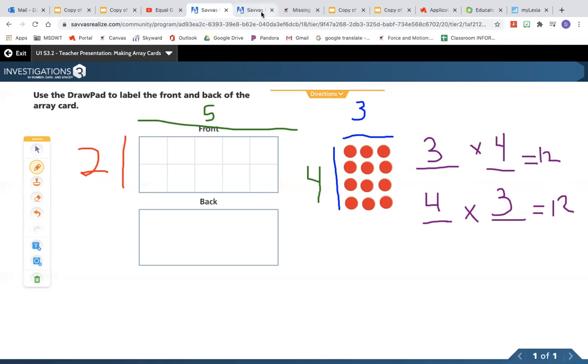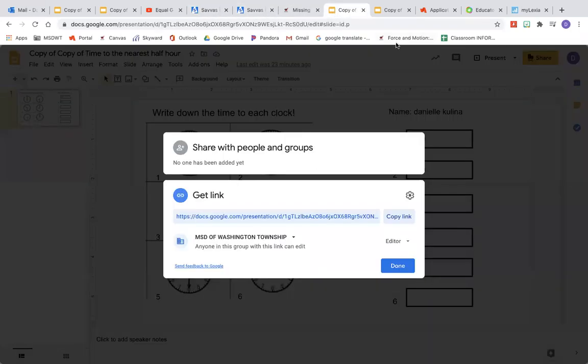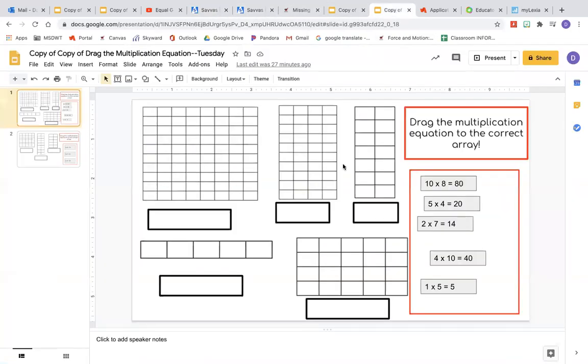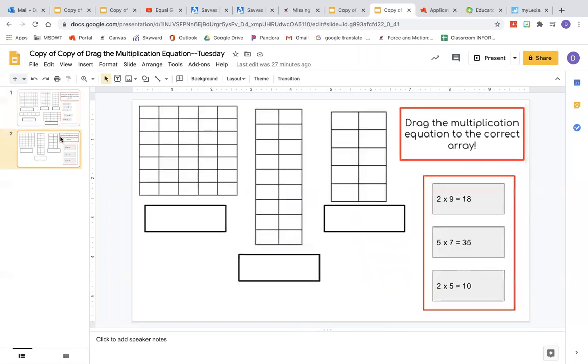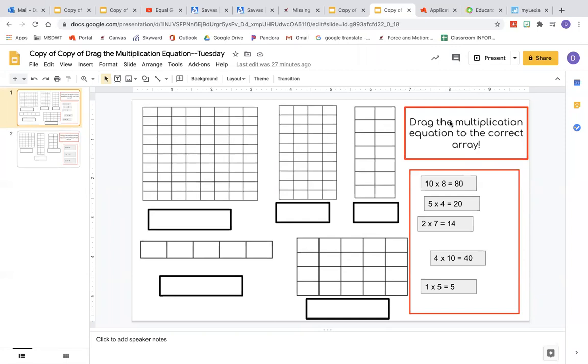Awesome. Okay, we're going to take a look at the worksheet. Do not go on it yet. I want you just to look because I want to show you what you are going to be doing, okay? This is your worksheet today. There's 2 pages. So you need to make sure you do both. It says drag the multiplication equation to the correct array. Do not get intimidated by this. There's a lot of squares and rectangles on here. So let's go ahead and do this one.